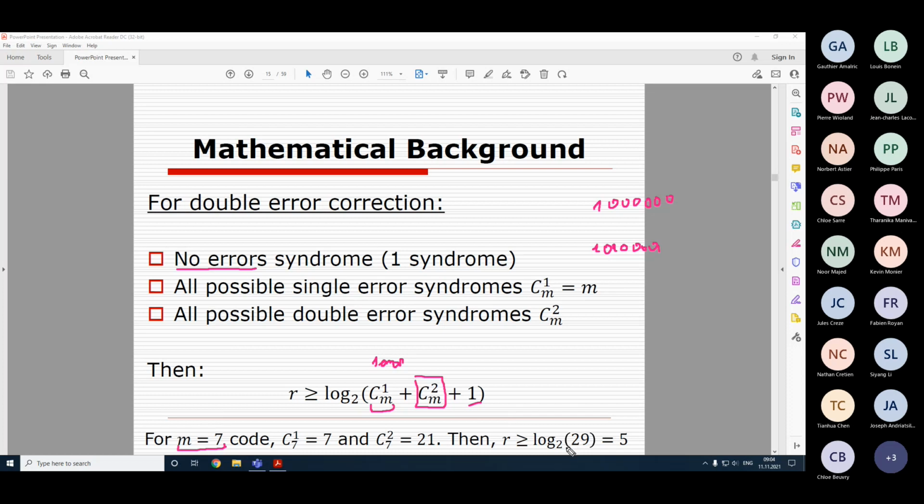So logarithm of 29, the closest larger integer is 5, and that means that out of these 7 code word symbols, 5 will be for control, and only 2 will be for information. So you have 2 information symbols, you add 5 control symbols, and this way you can protect from 2 errors. As you can see, redundancy here is rather large, and the design of such a code is also not so simple.